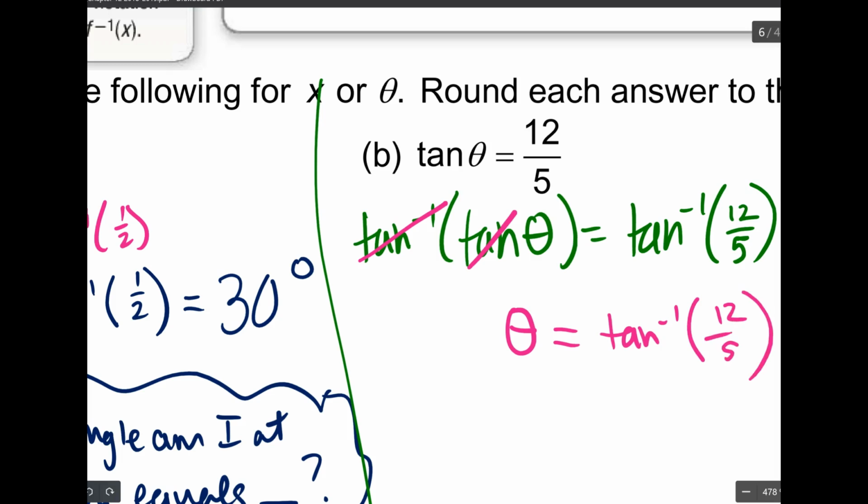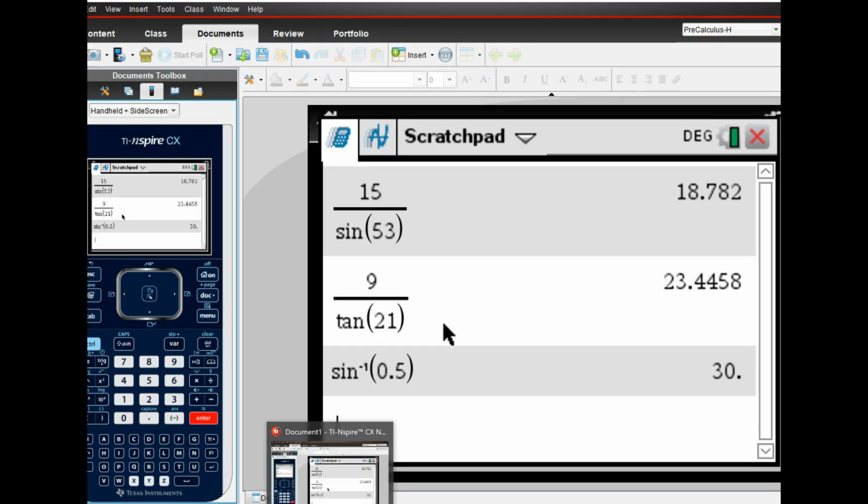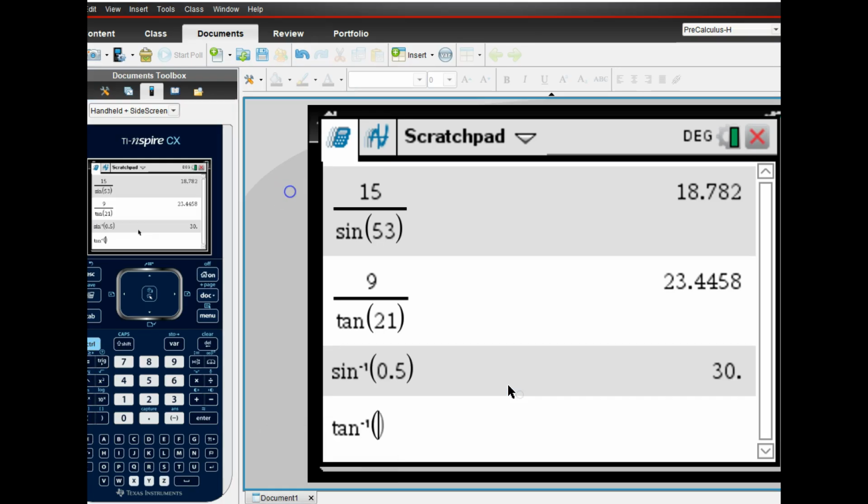So if I plug this into my calculator, let's see what I get. Tan inverse of 12 over 5. Go trig, then tan inverse, that weird circle with the 12 in it, divided by 5. That's the angle, that's theta.